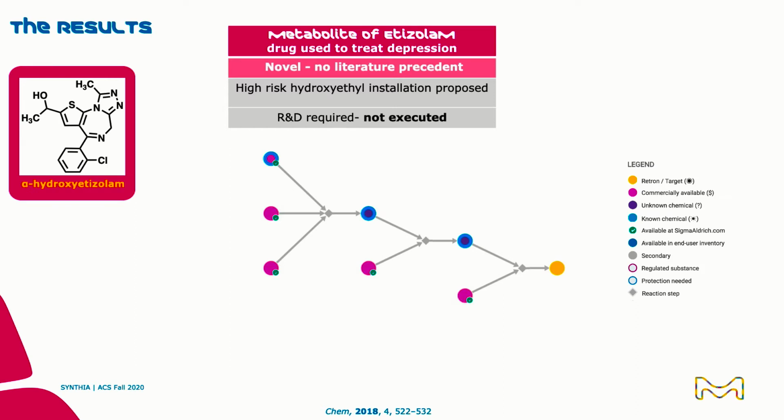And so in quickly looking at the results, Synthia will give you a graphical output of results, with the circular nodes being the starting materials, intermediates, and products of those reactions, and the diamonds being the actual reactions being proposed. You'll notice the color coding in the legend on the screen, with the yellow being the target that you search, the pink being commercially available, purple being unknown in Synthia, and those blue halos indicating that a protecting group would be required for that step in the synthesis.